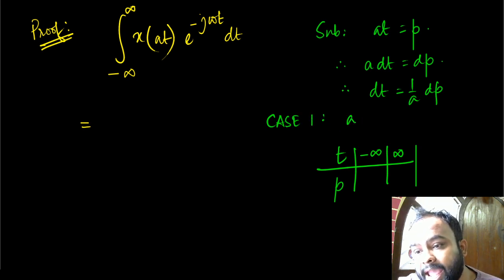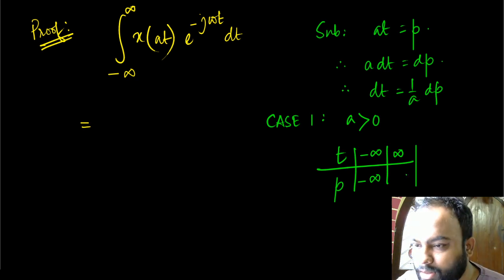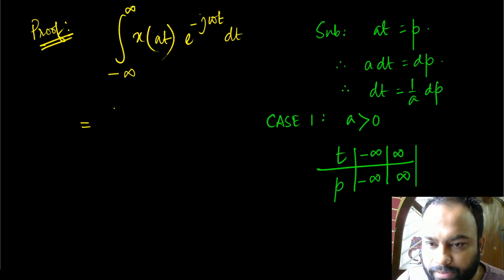When a is a positive quantity and t goes to minus infinity, then p is also minus infinity. And when a is a positive quantity and t goes to positive infinity, p also goes to positive infinity. So I don't have any issue. This is quite similar to a proof we did for the Dirac delta or unit impulse, right?